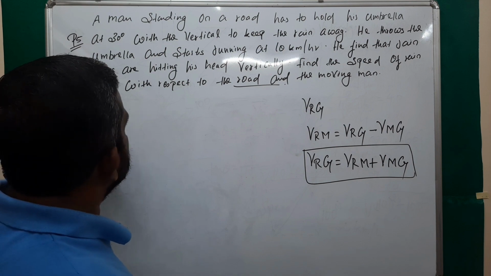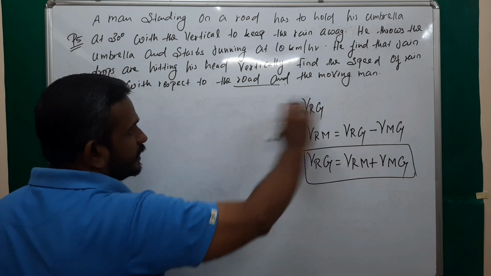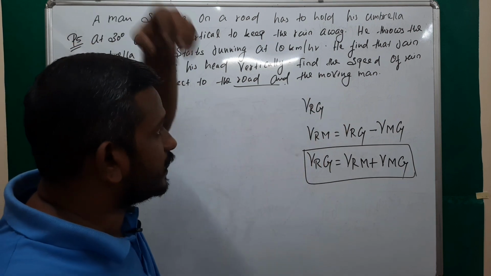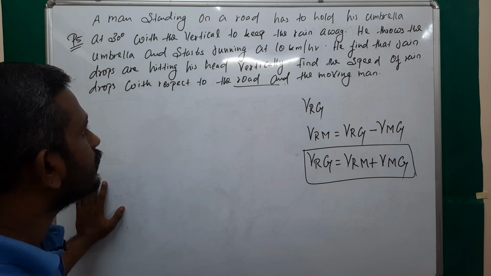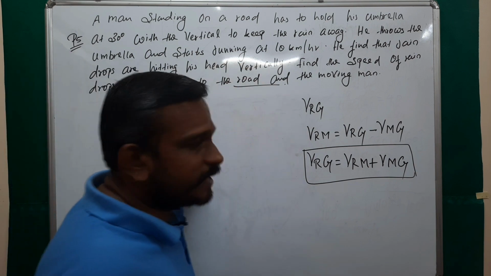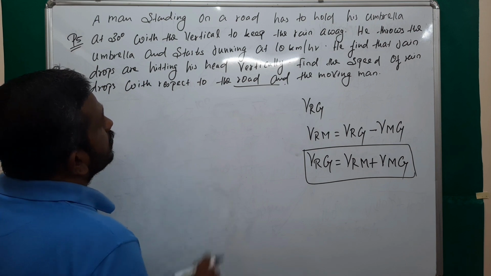He throws the umbrella and starts running at 10 km per hour. So the man is running in the horizontal direction. At that time he feels that the rain is hitting his head vertically downwards. So from the question we can draw a vector diagram.